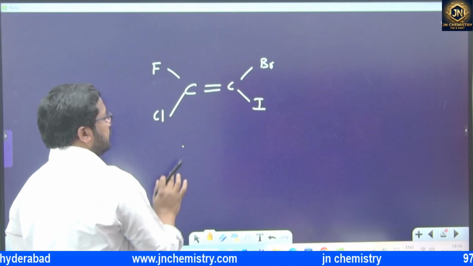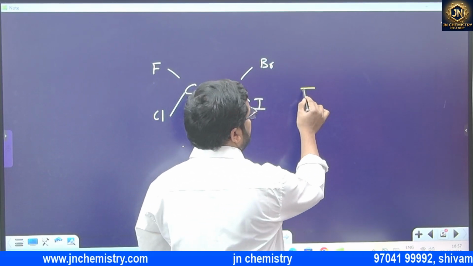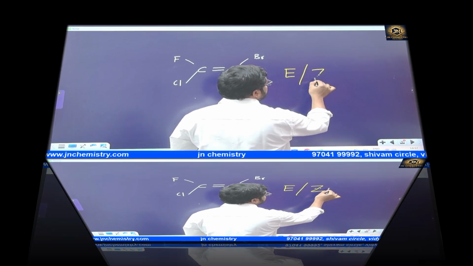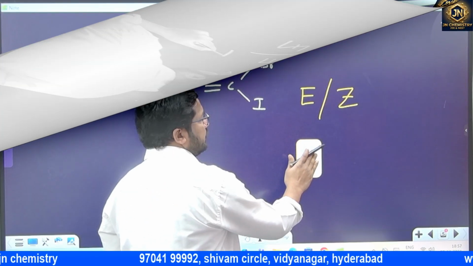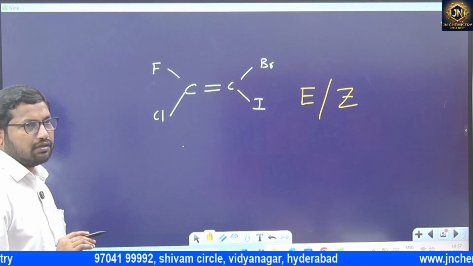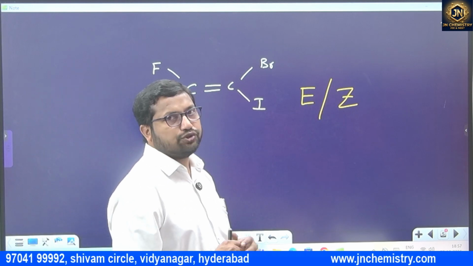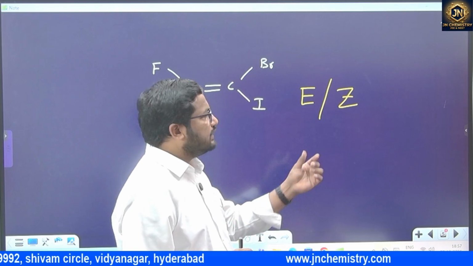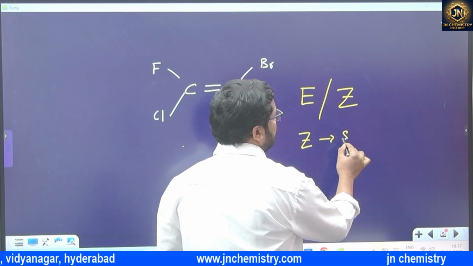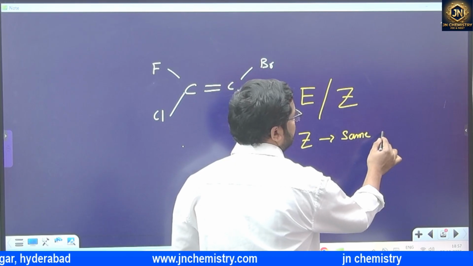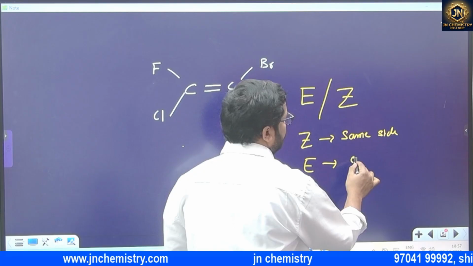In these cases, if 4 different groups are there, we will go with EZ nomenclature. So what does E mean, and what does Z mean? E means Entgegen. Z means Zusammen. So Z means same side. Write it down. Same side, like cis. E means opposite side.